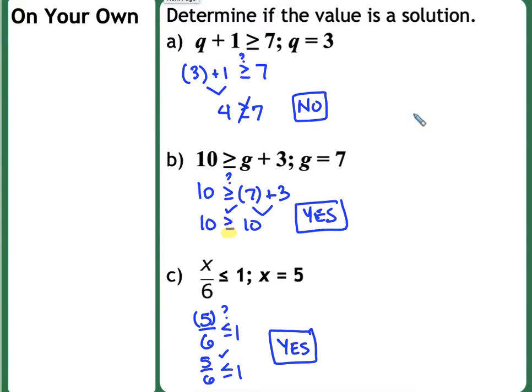Alright, so for A we would get no. B, notice 10 is greater than or equal to 10. So 10 is equal to 10, so that's a yes. And then C, 5 over 6, 5/6 is less than 1. Right, it's a fraction less than 1, so that's a yes.